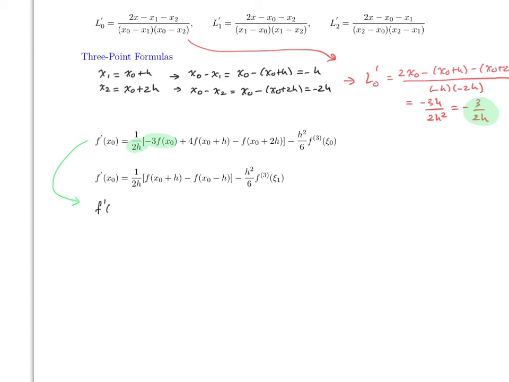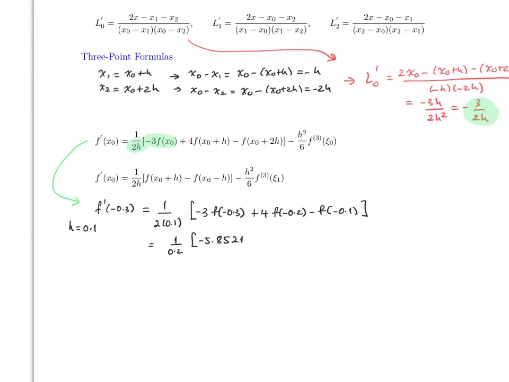So let's find again f prime of negative 0.3, and let's use h equals 0.1 again. So this should be equal to 1 over 2 times 0.1 times minus 3 times f of negative 0.3, which we know from the previous example, plus 4 times f of minus 0.2, which we also know from the previous example, and then f of minus 0.1. So this is equal to 1 over 0.2, and you should check these numbers. This should be minus 5.8521 plus 8.1684, and then minus 2.0601. And this is around 1.281.